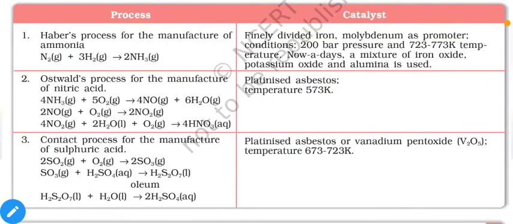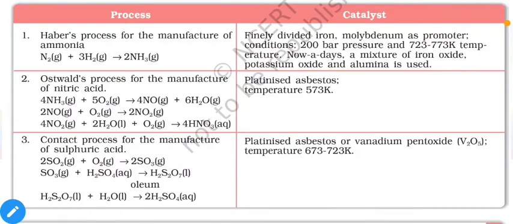Second is Ostwald's process for manufacturing of nitric acid. First, NH3 reacts with oxygen and gives NO gas. NO reacts with oxygen again and gives NO2. NO2 reacts with water and oxygen and finally gives HNO3. And as a catalyst, platinized asbestos, and temperature requirement is 573 K.